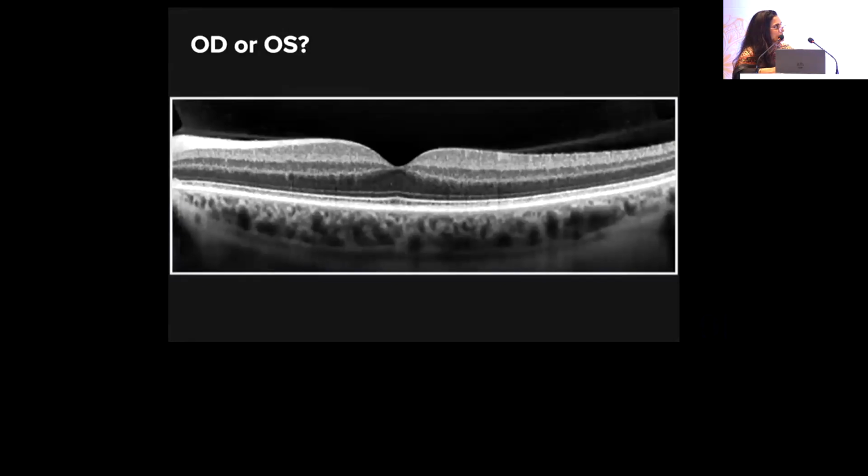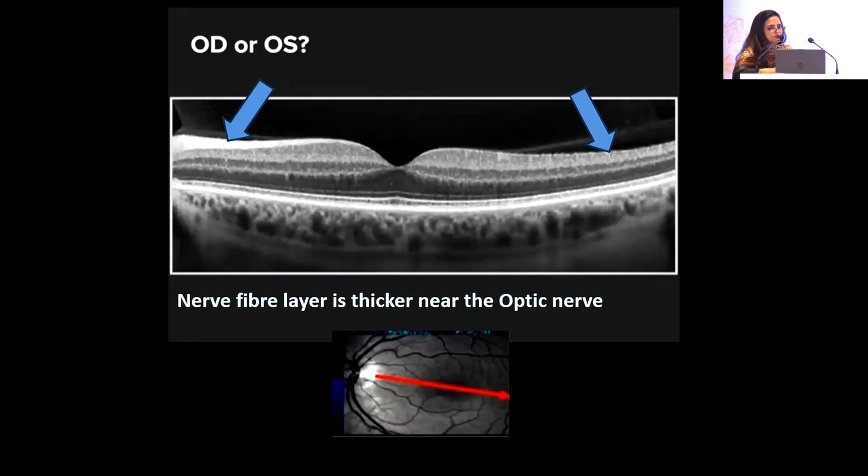Now, an interesting thing that you can make out from the OCT is whether this is the OCT of the left eye or the right eye. So the nerve fiber layer here is thicker near the optic nerve. So this OCT scan, just by looking at it, even if you don't know which eye, would be of the left eye.